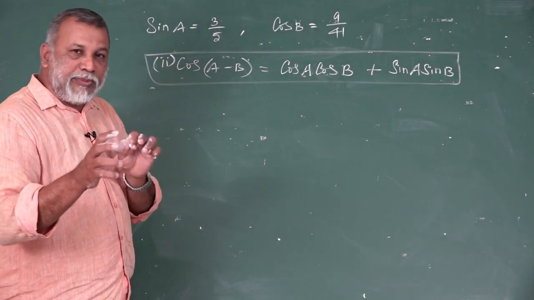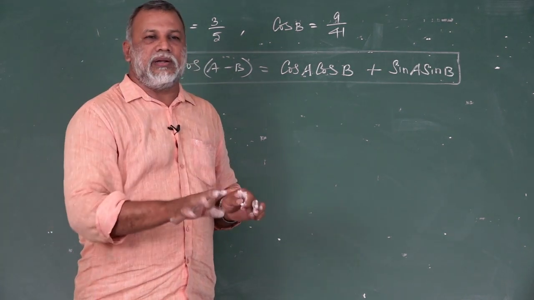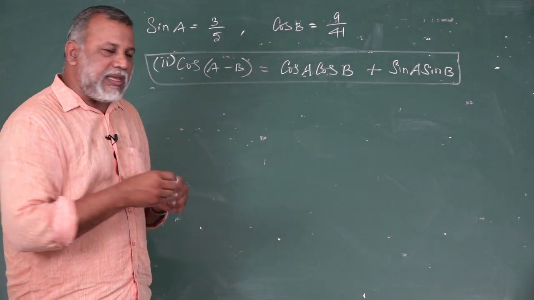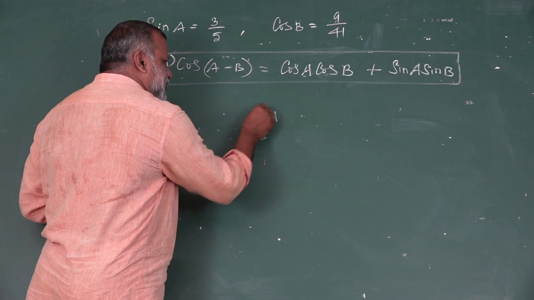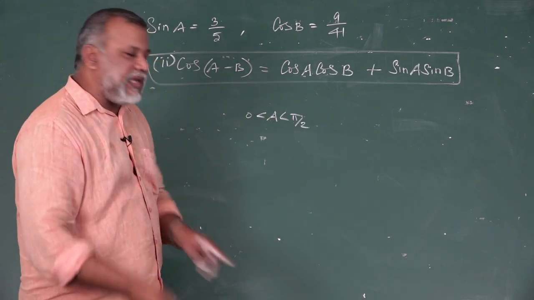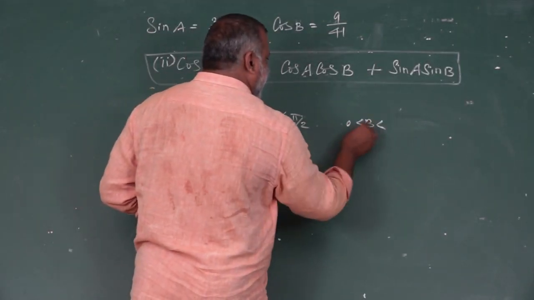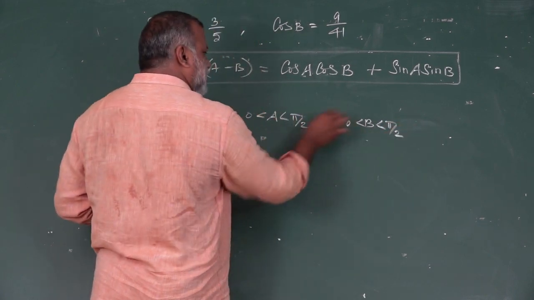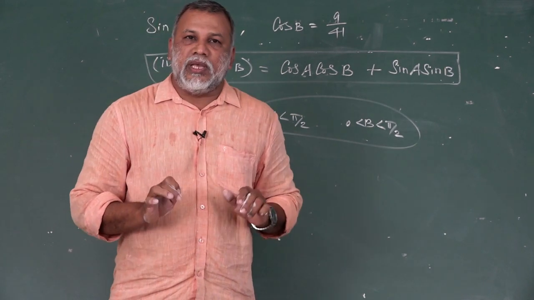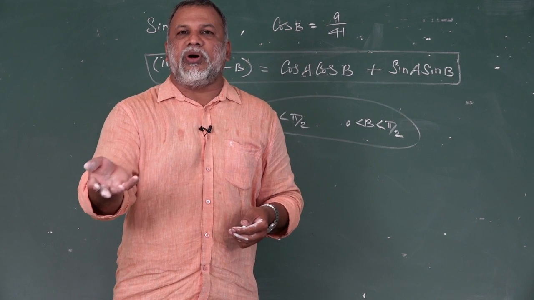In these types of questions, check the quadrant. A lies in which quadrant? First quadrant. B lies in which quadrant? That is also first quadrant. What is the data given? A greater than 0, less than pi by 2. That means between 0 to 90 degrees, first quadrant. In the same condition, B also, greater than 0, less than pi by 2. So therefore, A and B lie in the first quadrant. This is the first information. If A and B lie in the first quadrant, then all the trigonometric ratios are positive only.